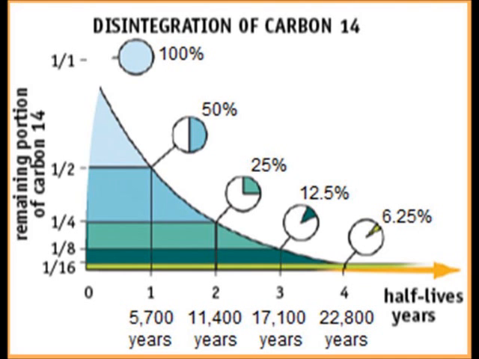You can see here that after one half-life, there's about 50% carbon-14 and about 50% nitrogen-14. After 2 half-lives, there's only 25% carbon-14, and as you go, you keep reducing by half.